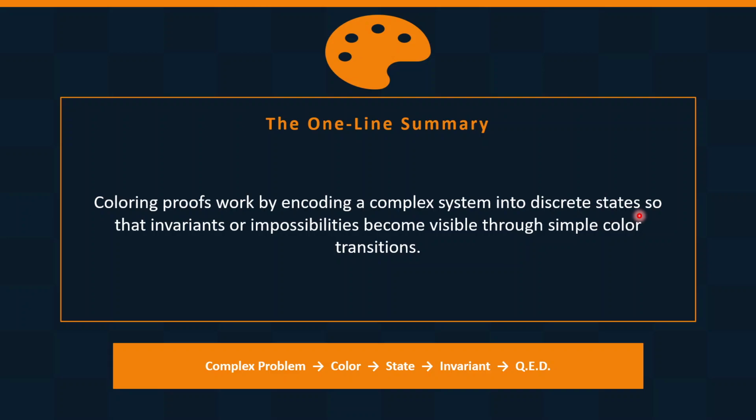The one-line summary: coloring proofs work by encoding a complex system into discrete states, so that invariants or impossibilities become visible through simple coloring transitions. This is exactly what I taught you in the whole video. So remember this a lot.